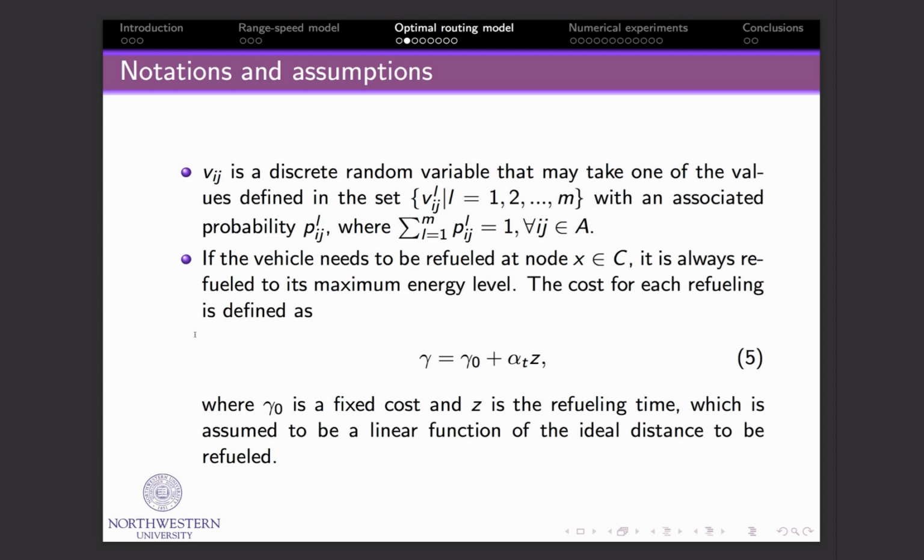Another assumption is that if the vehicle needs to be refueled at a refueling node, it is always refueled to its maximum energy level, and the cost for each refueling is defined as in equation 5. So gamma 0 here is a fixed cost for each refueling, and Z here is the refueling time. So there is some variable cost that has a linear relationship with the refueling time.